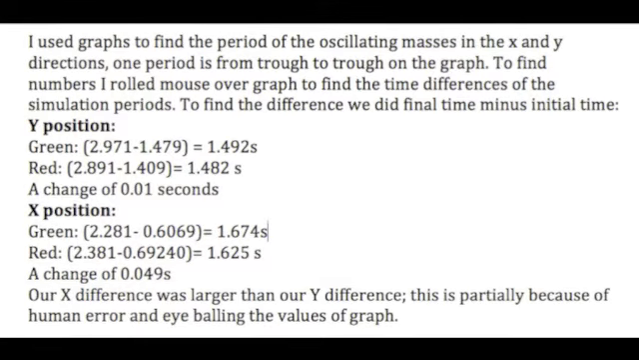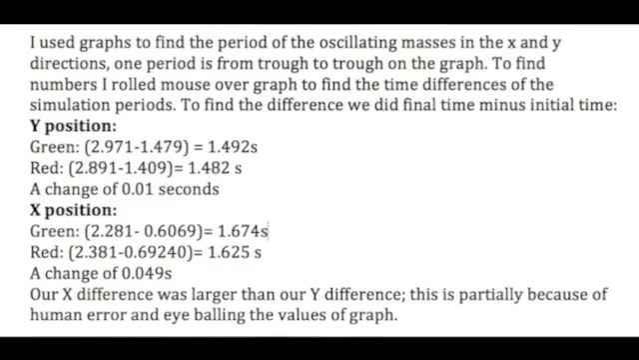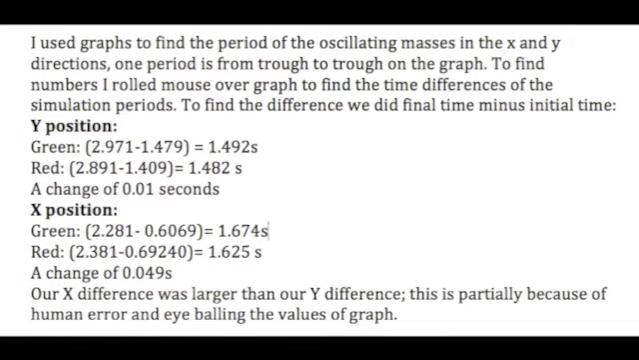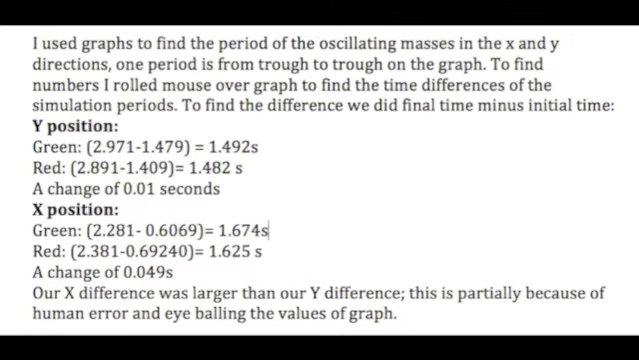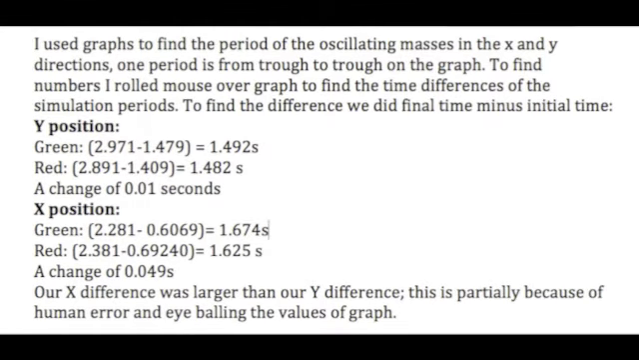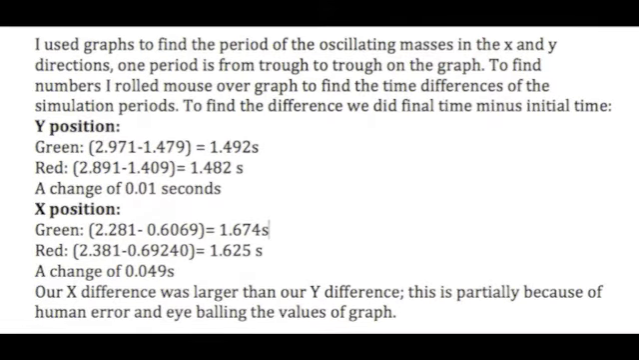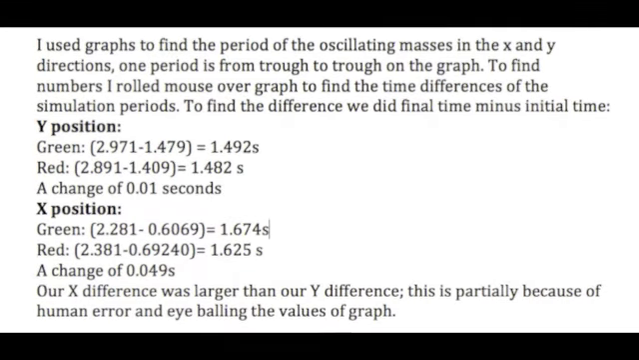I used the graphs to find the period of oscillating masses in the x and y directions. One period is from trough to trough in the graph. To find the numbers, I rolled the mouse over the graph to find the time differences of the simulation periods. To find the difference, we did the final time minus initial time, as you can see below. The y position was a change of 0.01 seconds, and the x position was a change of 0.049 seconds.